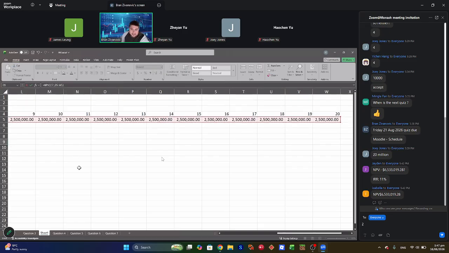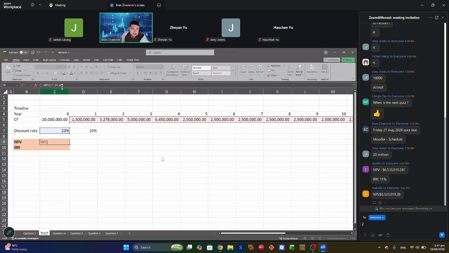Then outside of the brackets, I'm going to add the year zero cash flow, because that's still a cash flow, it's just that we don't discount it. It's already discounted. And you're going to get negative 6,533,019. So naturally, the net present value is less than zero. So for the decision, given NPV less than zero, we go ahead and reject.